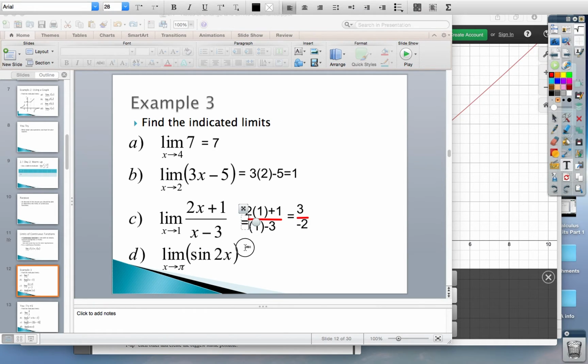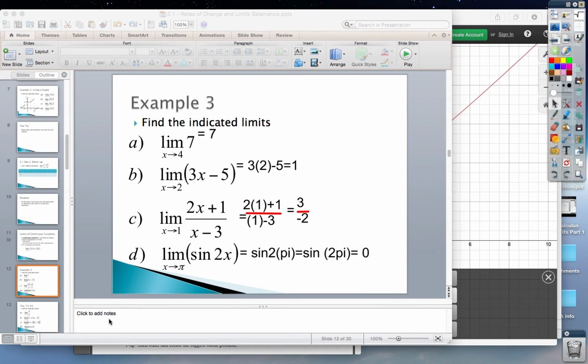Moving on, let's look at part D. It says the limit as x approaches pi of sine of 2x. So again, we're just substituting these values in. Sine of 2 times pi is equal to sine of 2 pi. And sine of 2 pi is equal to 0. So the limit as x approaches pi of sine of 2x is equal to 0. Pretty simple stuff, I hope.